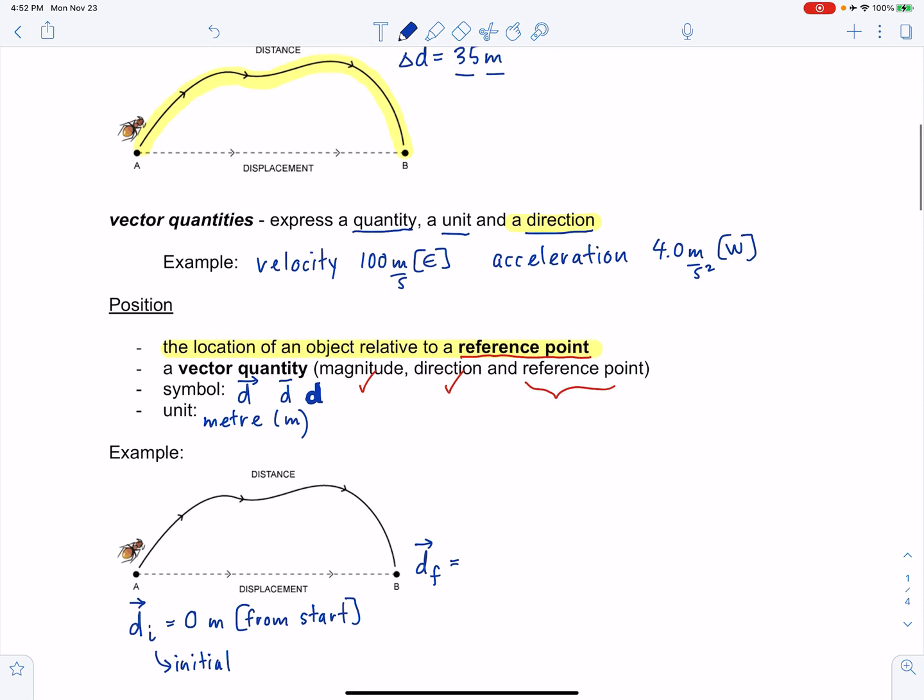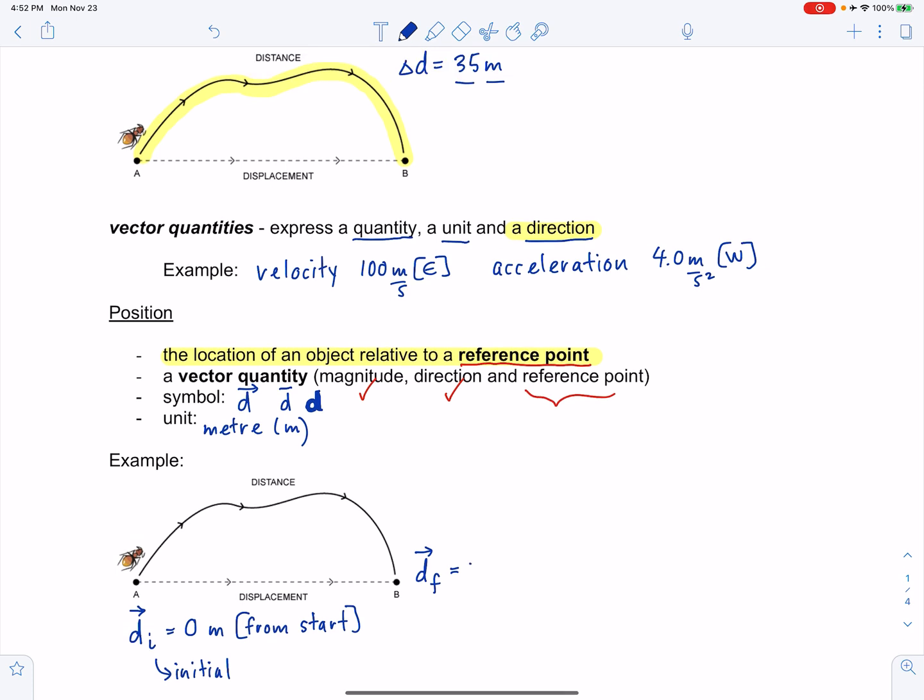And in this example, the straight line distance between point A and point B is 23 meters east of start. So we see that there is a direction and also a reference point. Two things that are required for the vector quantity position.